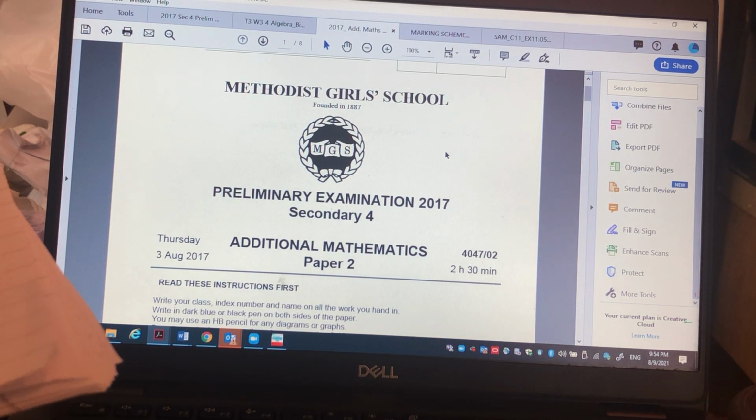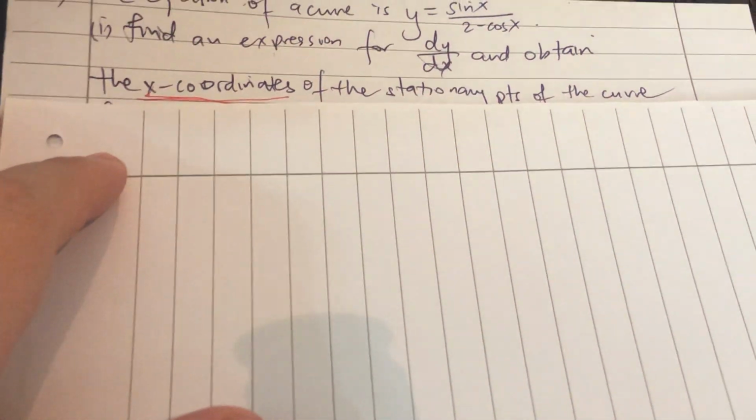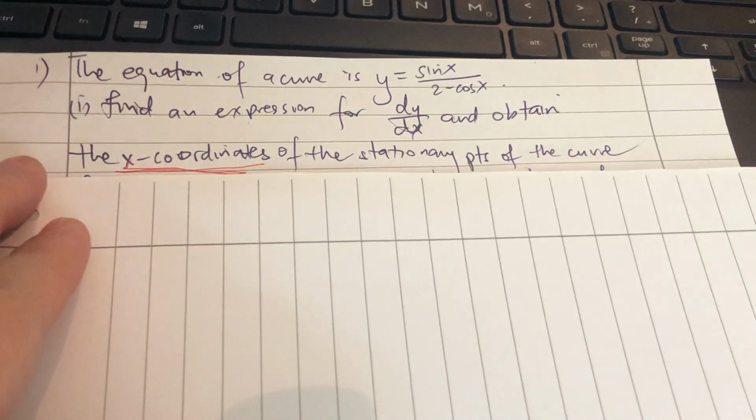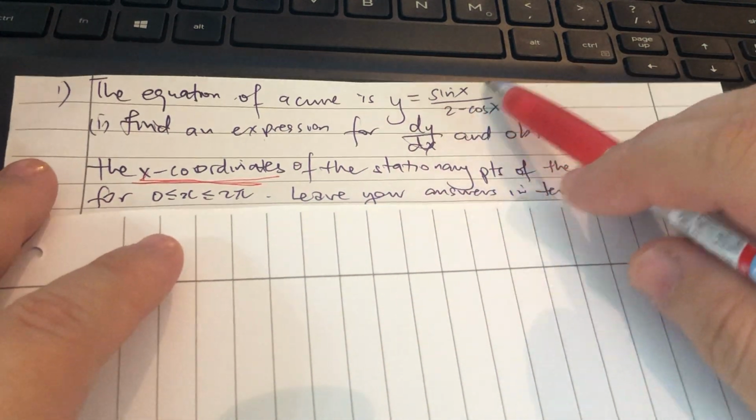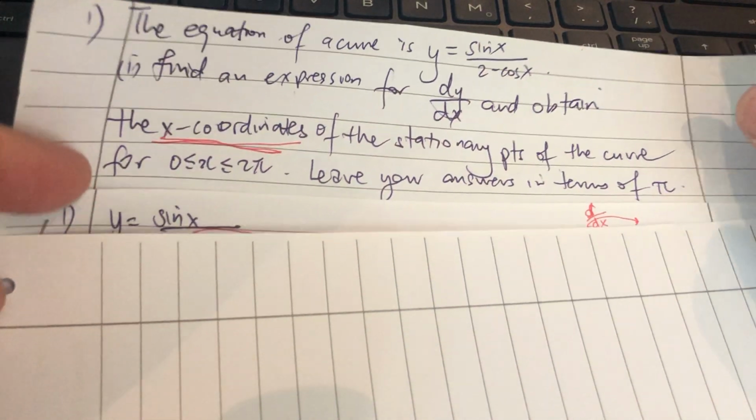Okay, we are now going to discuss this paper. This is a very straightforward paper, all right? O-level standard, so-called. Now, the equation of a curve is given by this. Now, just one look at this particular expression.